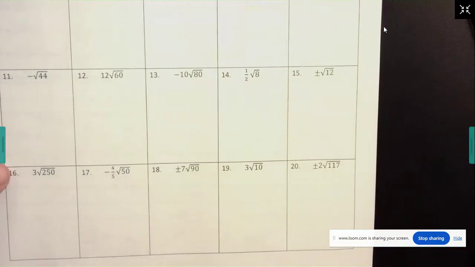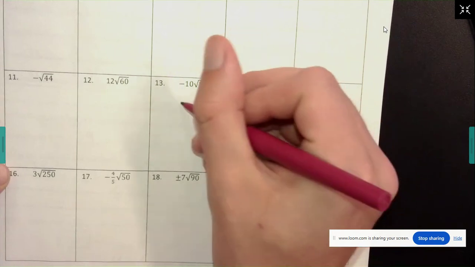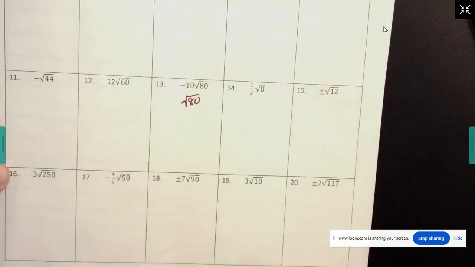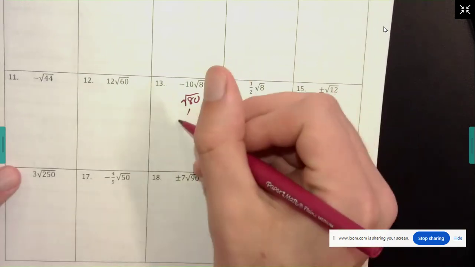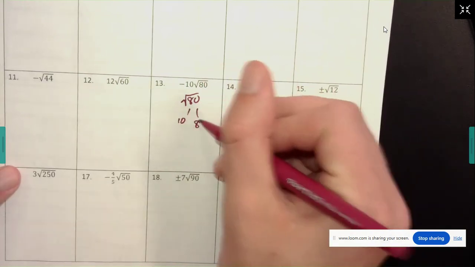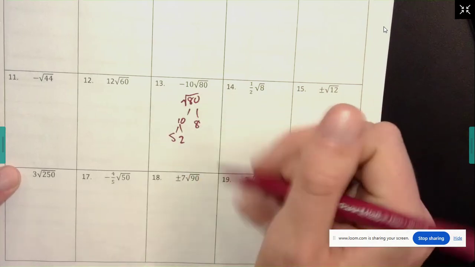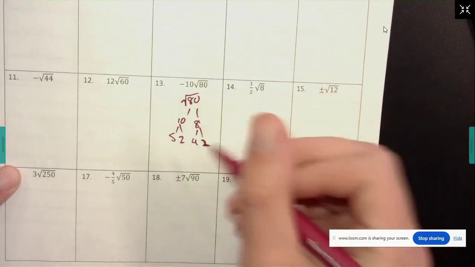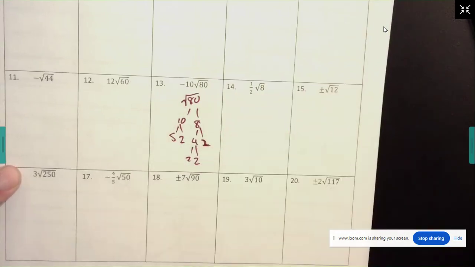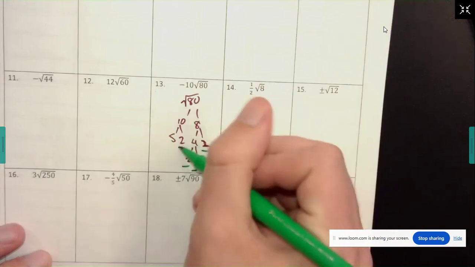All right, 13. Let me just focus in on that radical before I do anything else, right? I'll come back to that negative 10 in a sec. So I know 10 times 8 gives me 80. I know 5 times 2 gives me 10. 4 times 2 gives me 8. And 2 times 2 gives me 4. So I have it broken down all the way I can.